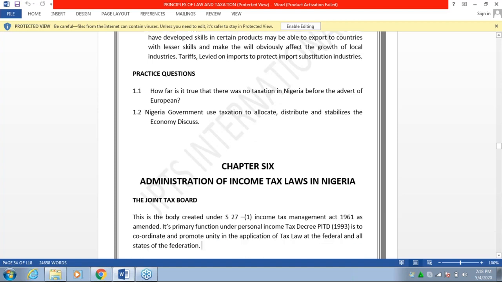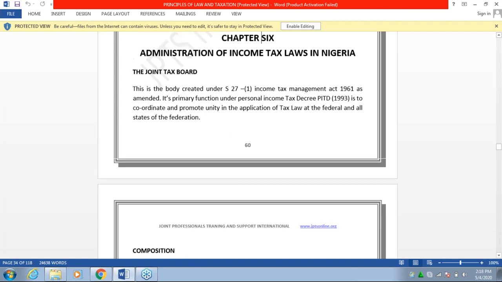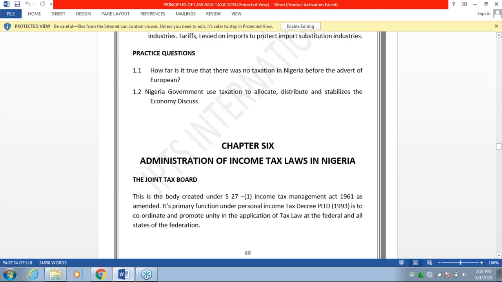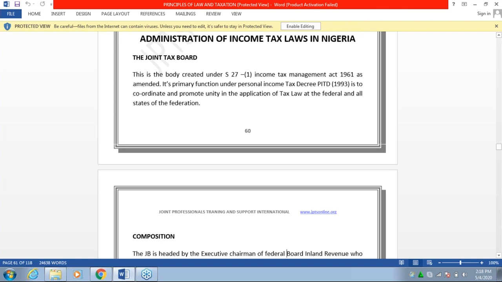Now, administration. When we are talking of the administration of income tax law in Nigeria, of course, whenever we want to administer the income tax law in Nigeria, we discover that it is very, very important to look at how Nigeria as a country manages its acts, or how they are promulgated and amended. So it is the primary function of the Personal Income Tax Decree of 1990 to coordinate and promote uniformity in the application of the tax law at the federal level and in all the states of the federation.